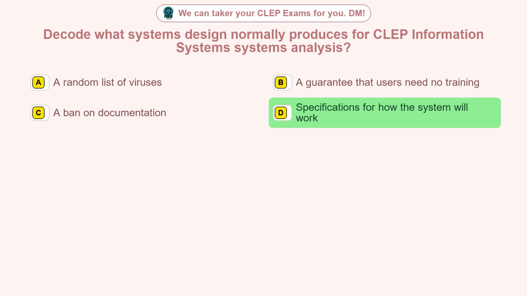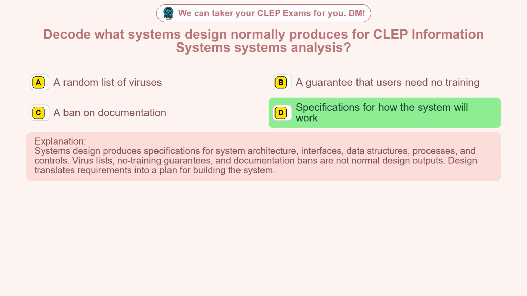The correct answer is option D. Specifications for how the system will work. Systems design produces specifications for system architecture, interfaces, data structures, processes, and controls. Virus lists, no training guarantees, and documentation bans are not normal design outputs. Design translates requirements into a plan for building the system.